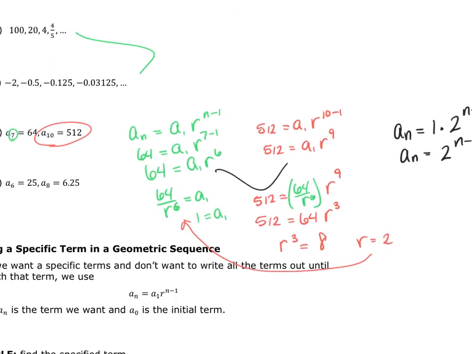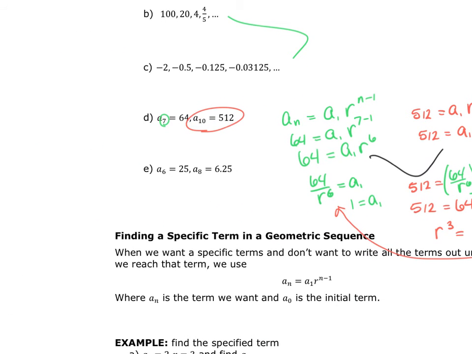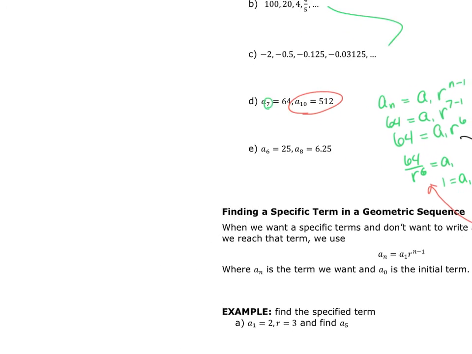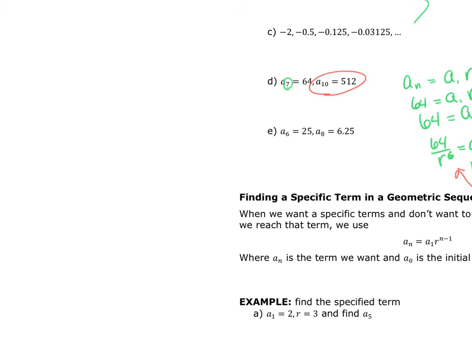Now let's go ahead and do this second one. Again, what I'm going to do is build 2 equations and 2 unknowns. I'm going to bring that over here though. My first equation is going to come from here. So 25 is equal to a sub 1 r, and remember my index here is 6, so it's 6 minus 1. 25 is equal to a sub 1 r raised to the 5th.